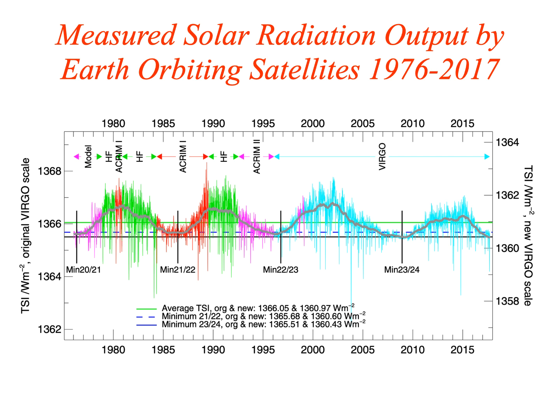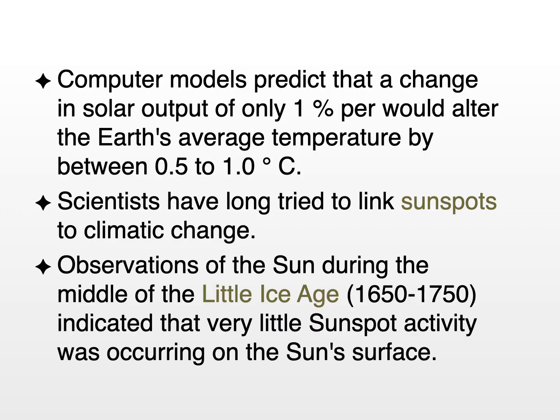be considered significant. However, if we could increase this variation in solar output 10 times so that it's 1%, that could cool the Earth's climate by 0.5 to 1 degree Celsius. And scientists believe that there might have been a 1% variation in solar output back in the Little Ice Age, between 1650 and 1750.